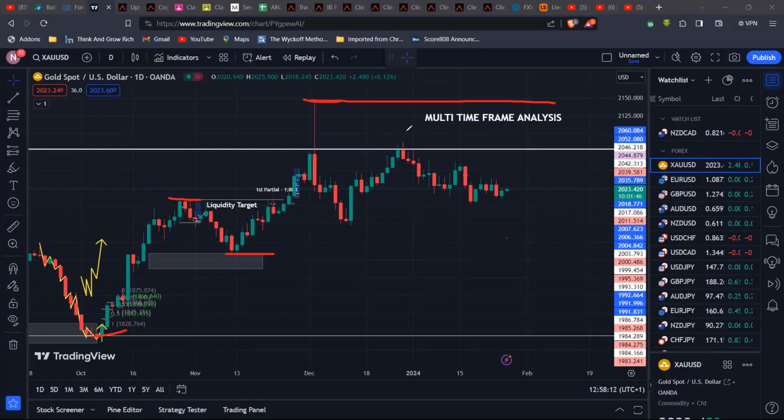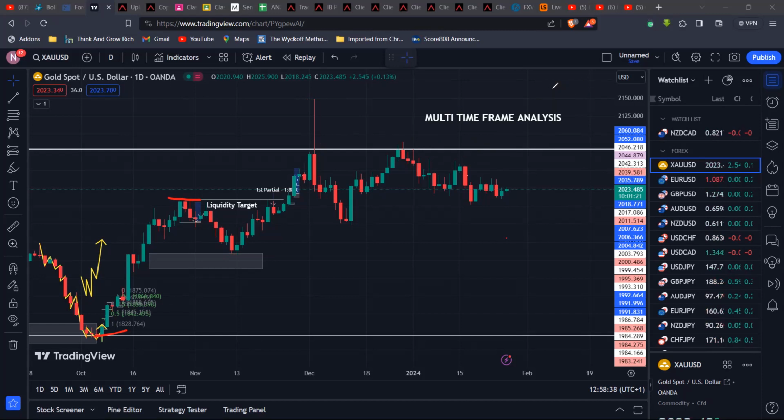Because this white line here is the weekly liquidity target. So that's where the market wants to go for the week, based on the weekly market structure. Chances are this is where price wants to get to. However, based on the context of the daily, there's room for it to get up to this point.